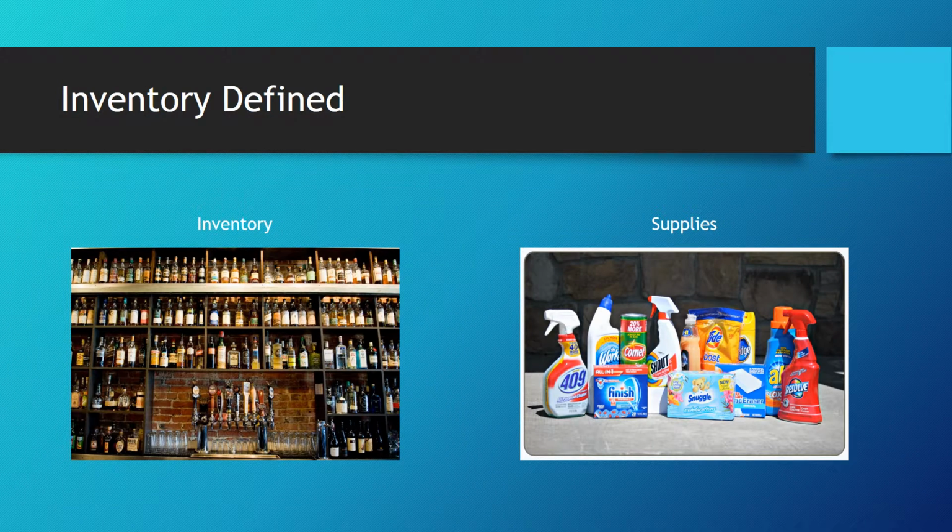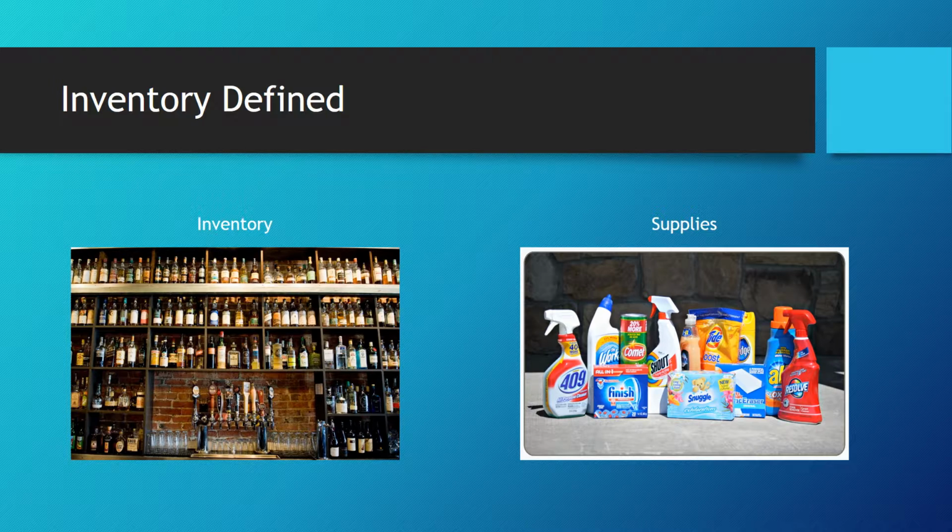In order to know your beginning or ending inventory numbers, you need to separate supplies from inventory. In a typical business, the inventory are products either produced or purchased by the business for resale that make up a high percentage of the business's sales.